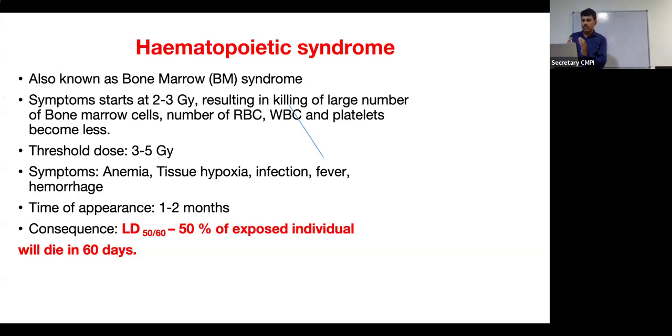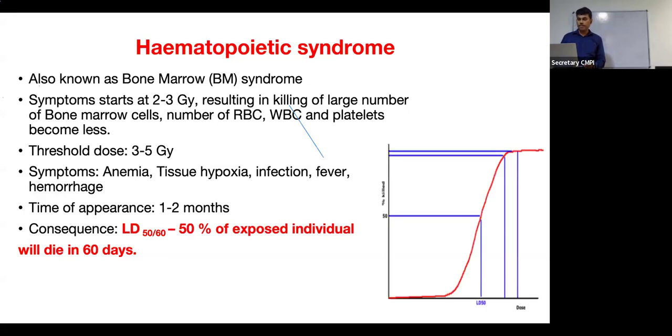The threshold dose is 3 to 5 gray, or symptoms start at 2 to 3. There is a range of values for the threshold here. Anemia, tissue hypoxia, infection, fever, etc. are the symptoms. And usually you see LD 50/60. That means 50% of the exposed individuals will die within 60 days. That is the effect of this syndrome.